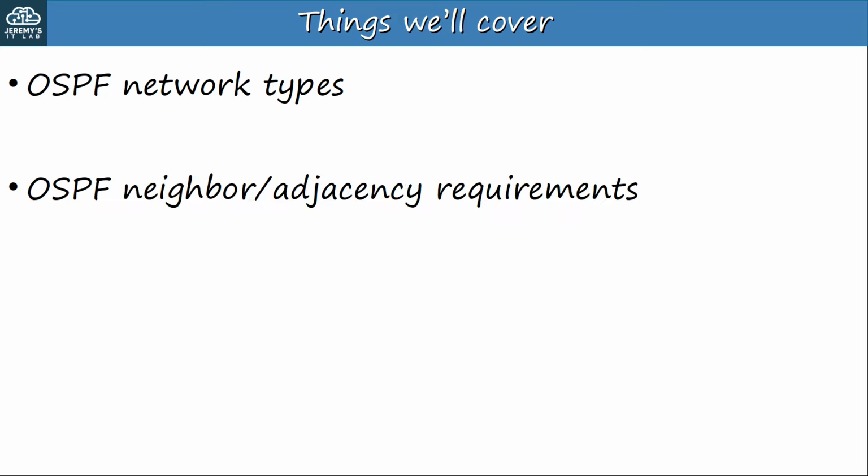First, let's look at what we'll cover in this video. First up, OSPF network types. These refer to the different kinds of connections between OSPF routers and how those connections influence OSPF's behavior. Next up, we will cover OSPF neighbor and adjacency requirements. In day 2, we covered the process routers use to become OSPF neighbors. However, we didn't actually look at the requirements for a successful neighbor adjacency.